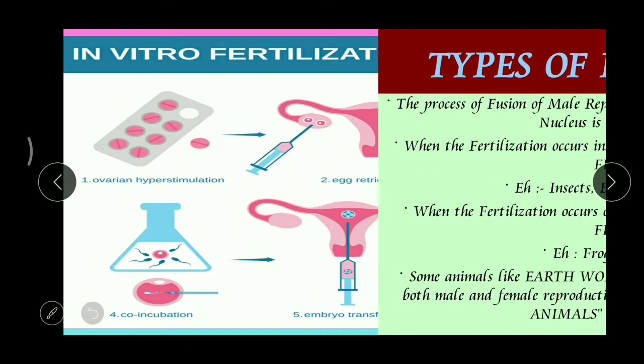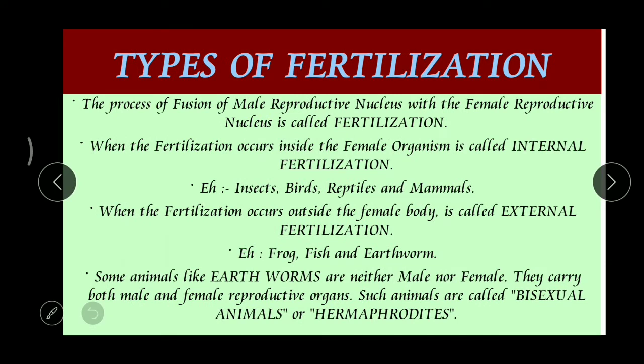Types of fertilization. We already learned about this process, fertilization. What is meant by fertilization? Fertilization means the fusion of the male gamete with the female gamete. Or the fusion of sperm with the ovum, or the fusion of the male reproductive nucleus with the female reproductive nucleus. You can define it in any way. Whatever you feel is easy, you can go for that. That process is called fertilization.